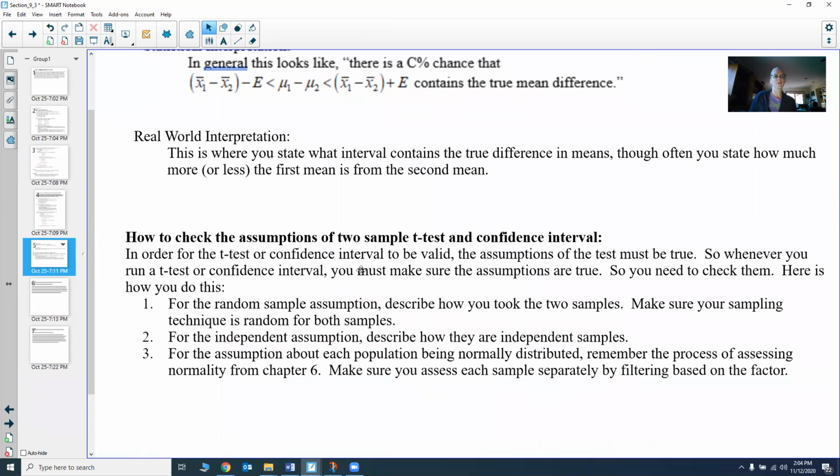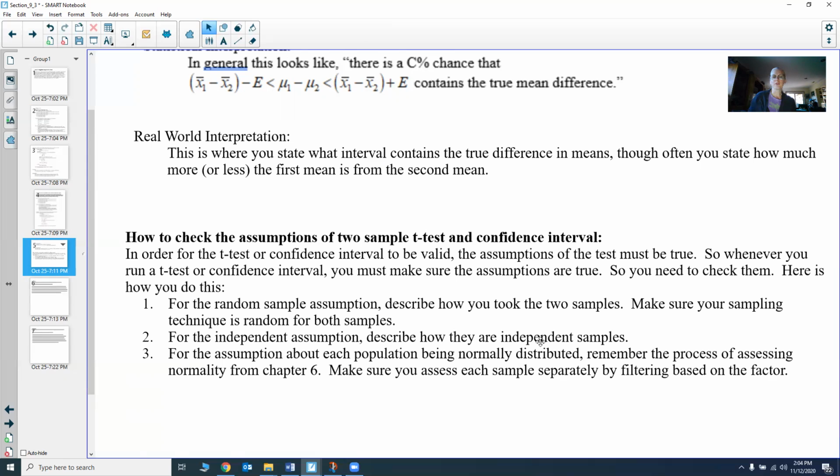And then you check your assumptions for your t-test. Again, you would state, how did you take your samples? How did you make sure that they were both random samples? And they both have to be two separate random samples. So you take a random sample from the first one, you'd randomly pick your units of observation to be in this sample, and then you do the exact same thing for this one. So you want to randomly collect for both of them.